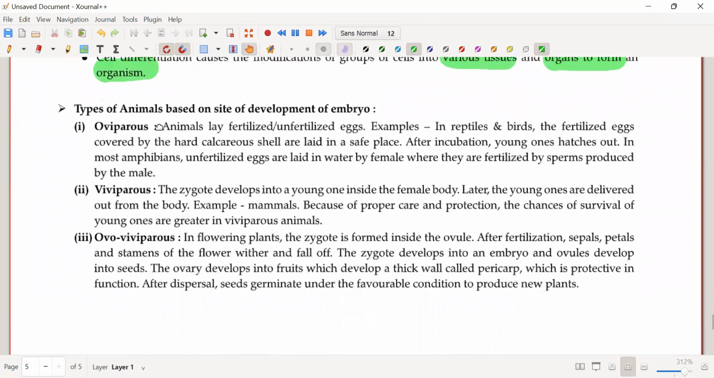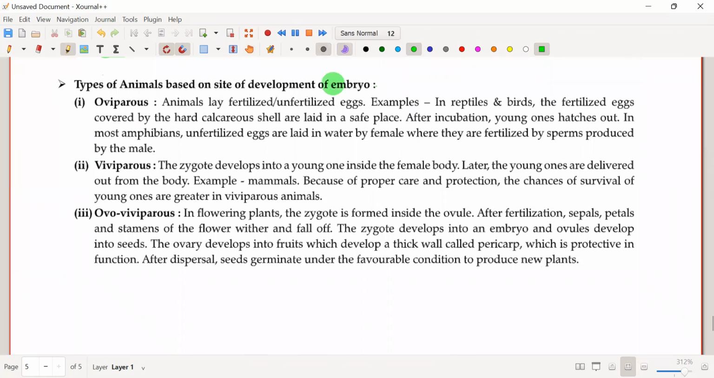Finally, the types of animals based on the site of development of the embryo. Oviparous: animals lay fertilized or unfertilized eggs. Examples are reptiles and birds. The fertilized eggs covered by a hard calcareous shell are laid in a safe place. After incubation, the young ones hatch out. In most amphibians, unfertilized eggs are laid in water by the female, where they are fertilized by sperms produced by the male. Amphibians, like frogs.